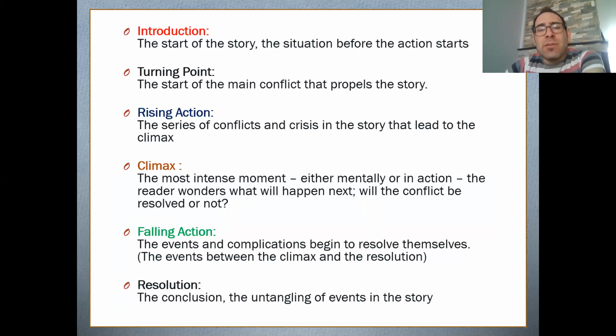Rising action is a series of conflicts. Climax is the most intense moment. It could be the final battle between good versus evil, or it could be something of a mental realization that takes place. Then you have falling action, everything goes back to normal. And then resolution is a conclusion.